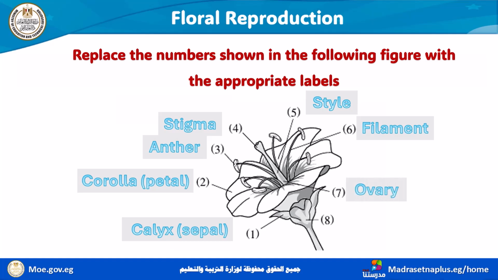Number 7 is the swollen part of the pistil, and it's called the ovary, in which the ovules are formed. So the pistil consists of the ovary, style, and stigma. Finally, number 8. Number 8 is the swollen part at the base of the flower, and it's called receptacle. So these are the different parts of the flower as we have studied today.